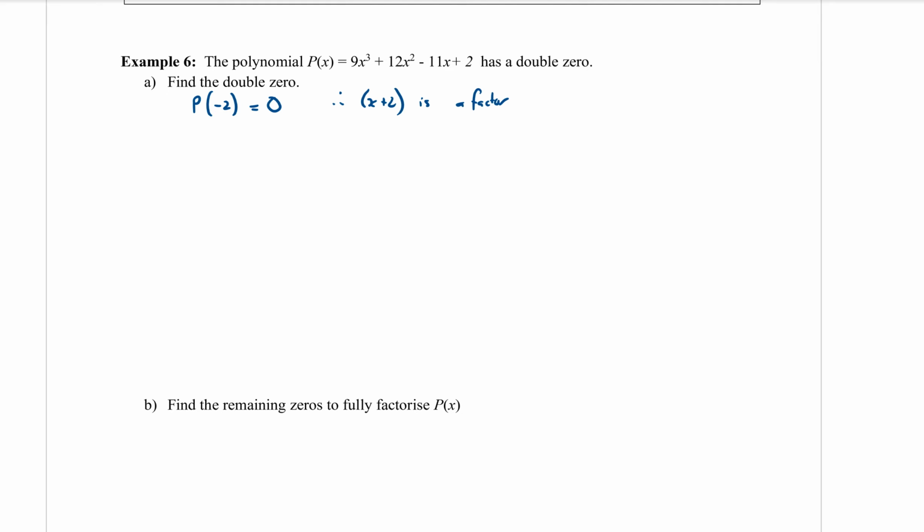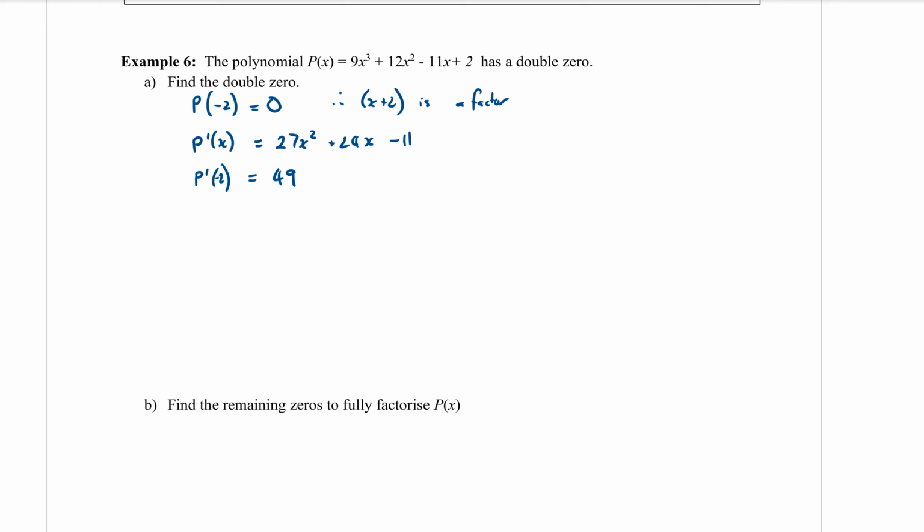Is it the one that has a multiplicity of 2 or a double 0? We would check that with our derivative. So 9 times 3 is 27x squared plus 24x minus 11 for the derivative. When we sub in minus 2 into that derivative, we get a positive 49. So that is not the double 0. Unfortunately, you cannot find the double 0 by subbing in any factor of 2. So we found one 0 though, and it's only a cubic polynomial. We could find the others.